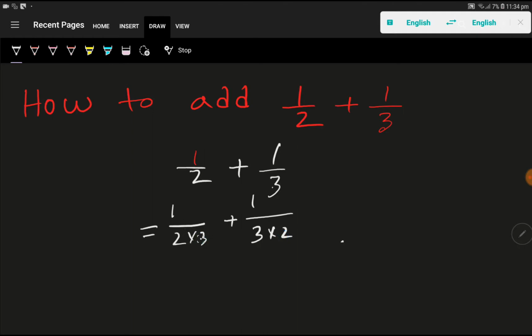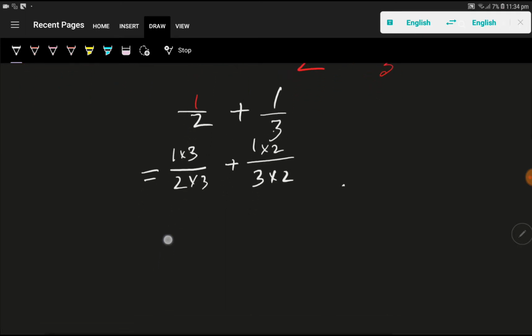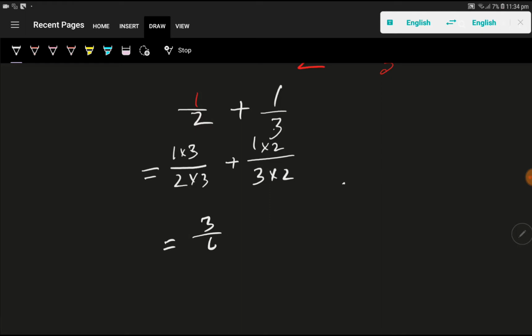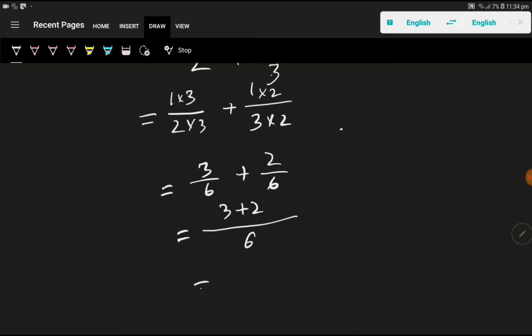Look, if you multiply here by 3, these 3 must come here like this, right? So here 2 will come here. So we are getting 3 over 6 plus 2 over 6. So we now have a common denominator, or same denominator. In this case, we just need to add the numerators, right? Then we'll get another fraction. So 3 plus 2 gives me 5 over 6, and this is the answer, right?